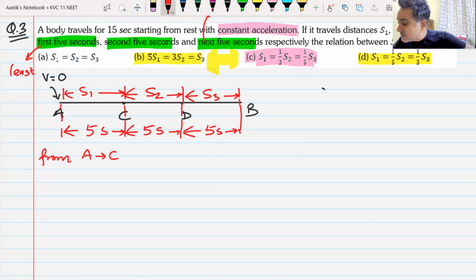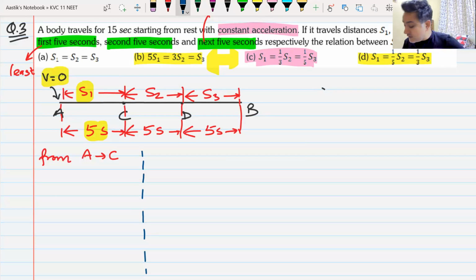If I make the first equation from A to C, you can see initial velocity is given, which is 0. Time is given, 5 seconds, and displacement is given, S1. Time, displacement, and initial velocity. Which equation should I use? 1, 2, or 3? Equation number 2.